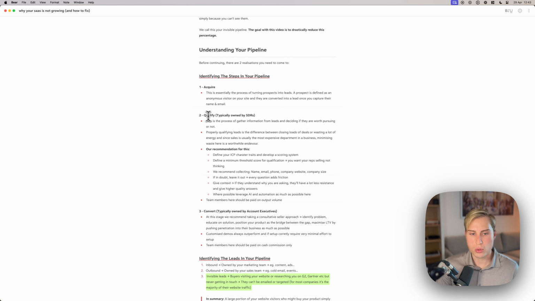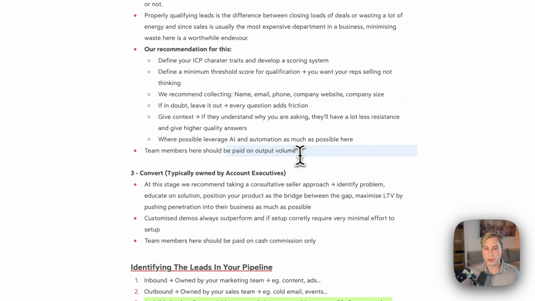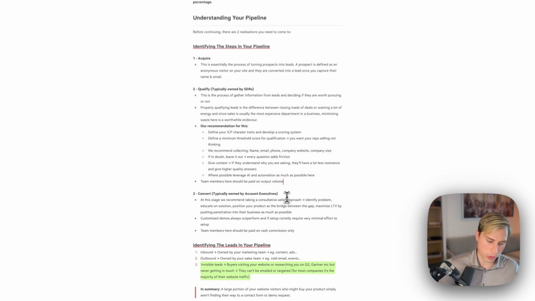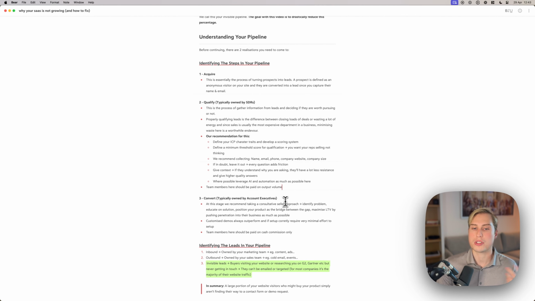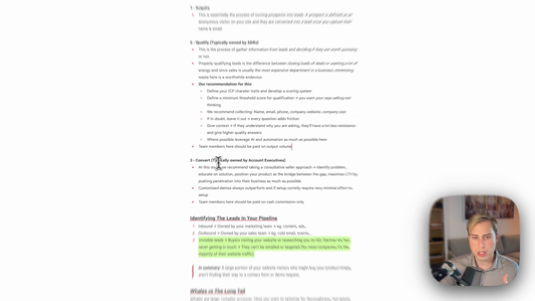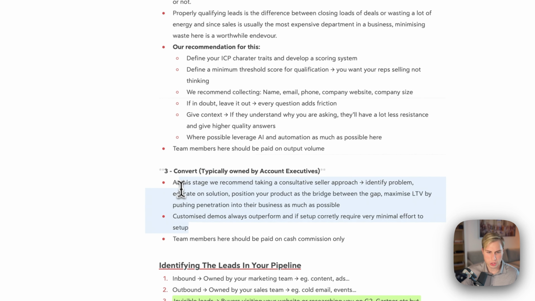So for step 2, I pay based on output volume, right? So essentially what I'm doing is I'm paying per qualified lead. So an SDR will go through all the inbound traffic and qualify them and move them through the conversations. And if they are qualified, we'll book in a demo call, and I'm paying them on demo call book, right? For the conversion step, the team members here, I'm paying them on cash commission. So they're only getting paid a percentage of the cash that they close.